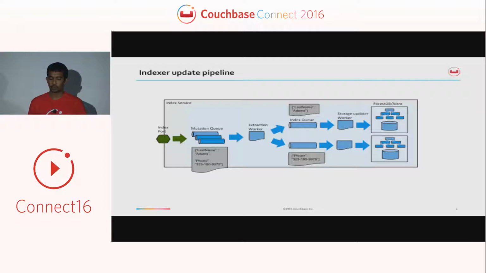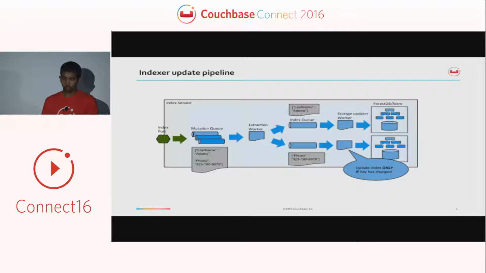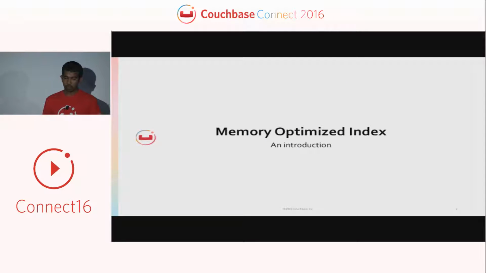We currently support two types of indexes in GSI, which are the standard index and the memory optimized index. Based on the index engine, it writes to the corresponding engine. The indexer also creates snapshots according to the particular snapshot interval. So that is a brief overview of global secondary indexes. Now let's take a look at the memory optimized index.